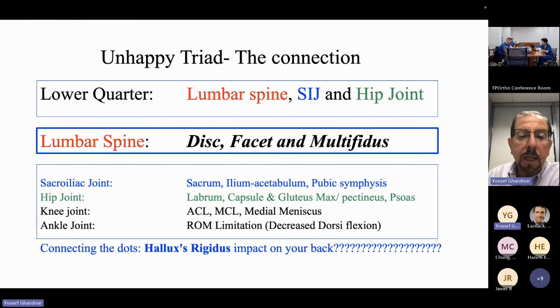So to combine all the components together, we look at the lower quarter, which is the lumbar spine, SI, and hip joint. Those are the triad. I look at it this way. The same thing, we have the unhappy triad for the knee, such as MCL, ACL, and medial meniscus.